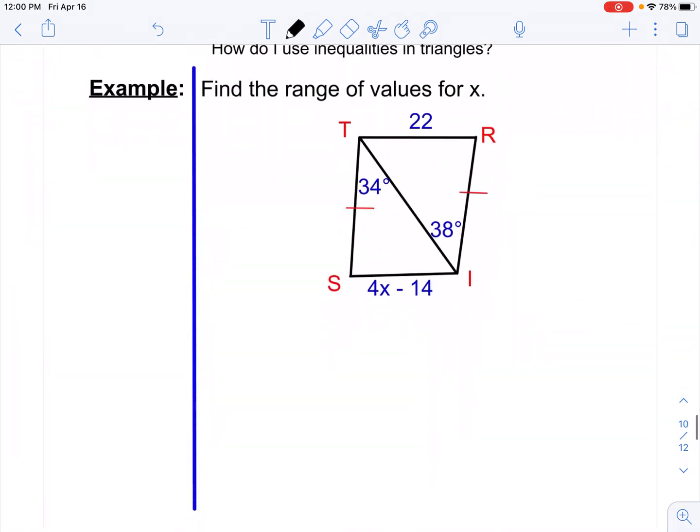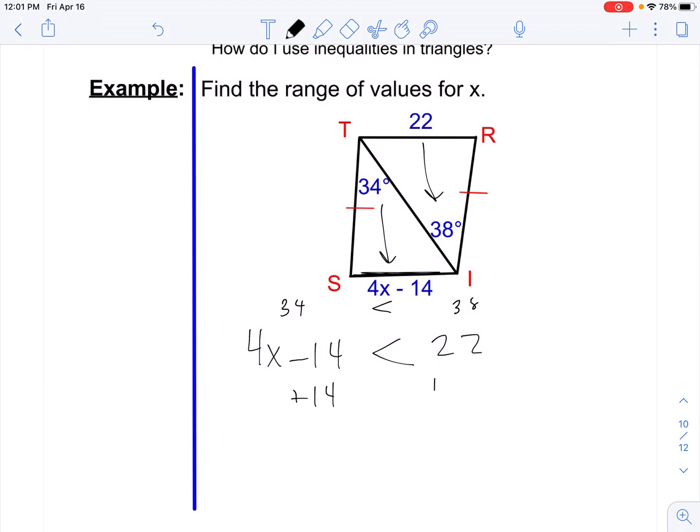Let's try another example like that. Find a range of values for x. So x is in 4x minus 14. It's a side. I'm going to compare this side with another side, 22. And I want to make sure I'm looking at the angles now to figure out what symbol to use. 34 is opposite 4x minus 14, and 38 is opposite 22. 34 is less than 38, so 4x minus 14 must be less than 22.